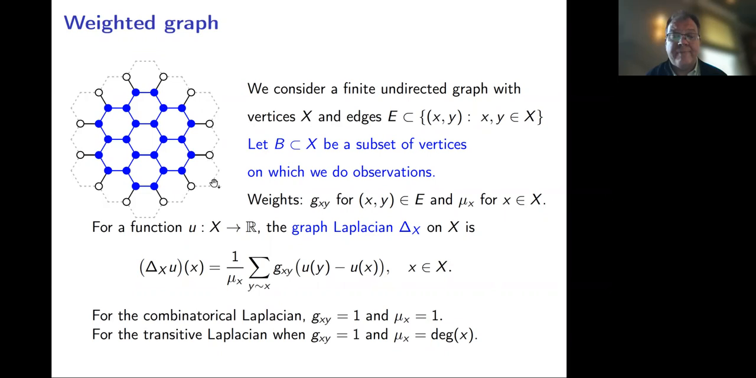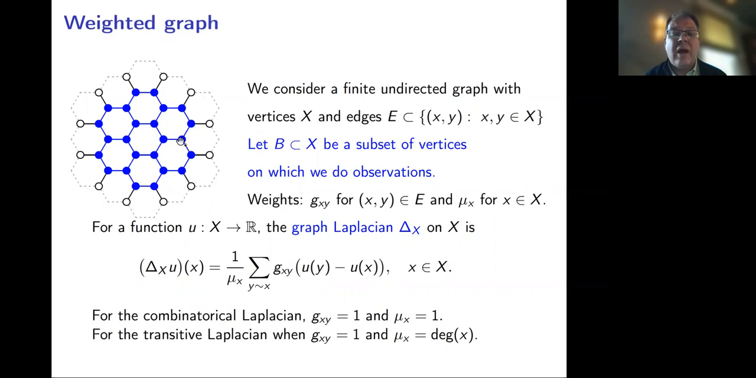We also assume that there are weights. Every edge has a weight that corresponds to a kind of metric, denoted by g(x,y). And every node x has a weight mu(x). Then we define a discrete Laplacian that is given in this formula. When we evaluate the Laplacian at point x, we sum over all nodes y that are neighboring x. So if we evaluate the Laplacian here, we would look at these three neighboring nodes and the value of u at these points.